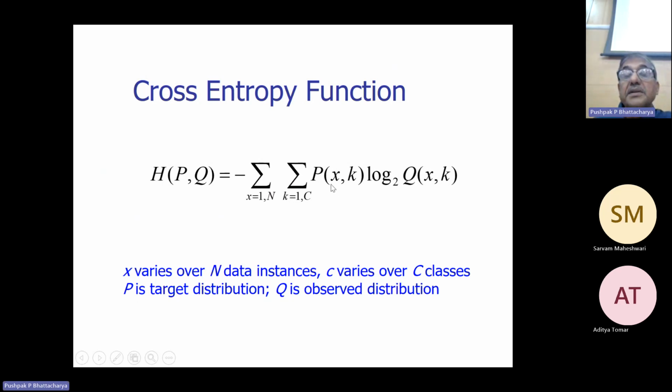And P is the target distribution. See that p(x,k) and q(x,k). This is the cross entropy definition: target distribution, log of observed distribution, summed over classes, summed over data instances. So this is how cross entropy is defined. And total sum square error you have already seen: (T minus O) square, summed over classes, summed over data instances, multiplied by half.